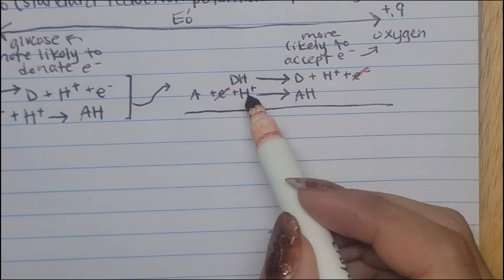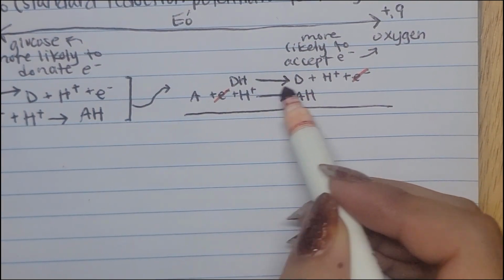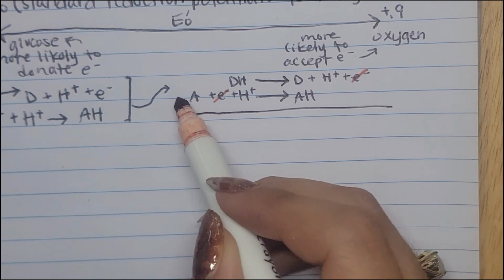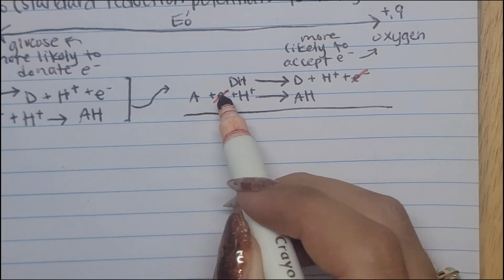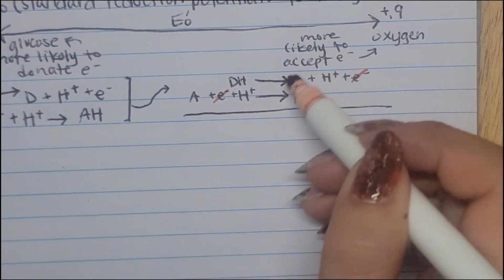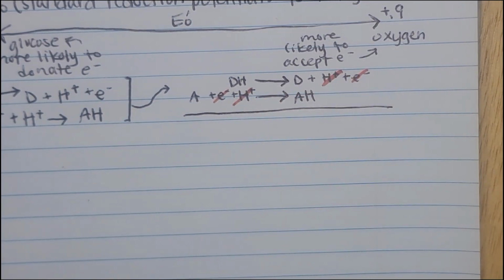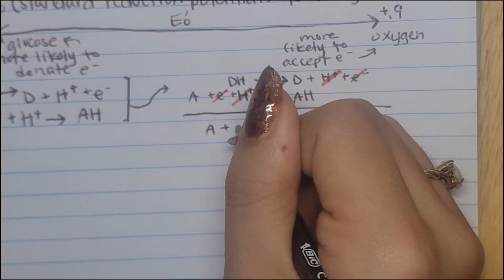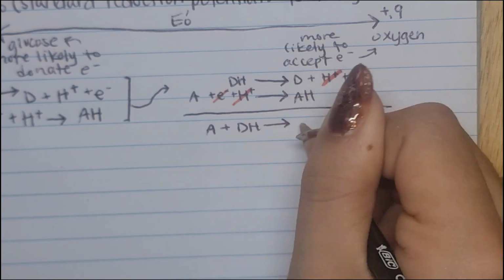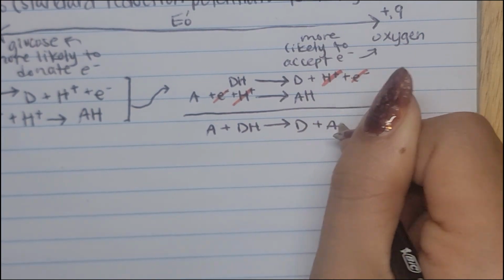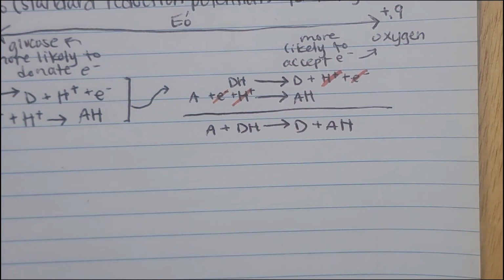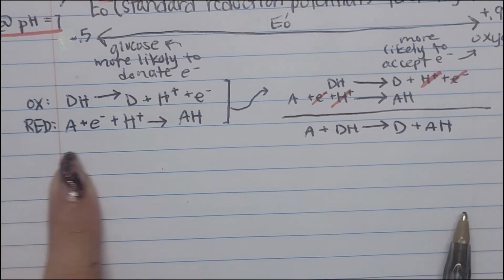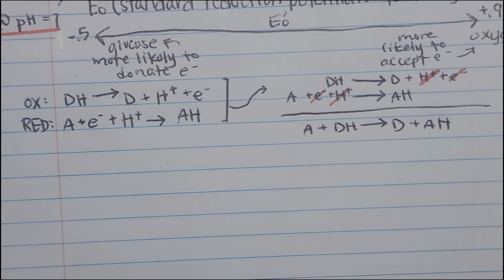And also if you had 2DH goes to 2D plus 2 protons plus 2 electrons, you would want to multiply this reaction by 2 so that you have 2 electrons on both sides that you can cross out. So we can cross out the electrons and also the protons. And so what you're left with is A plus DH goes to D plus AH. Nice. And so this is your full reaction. These are your half reactions that you use to build it.